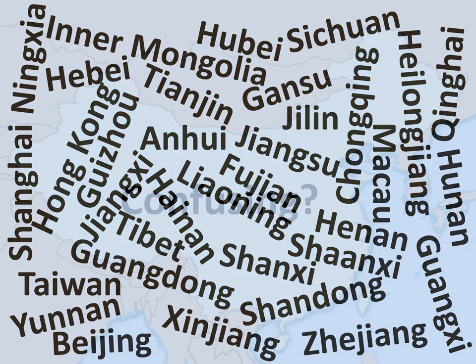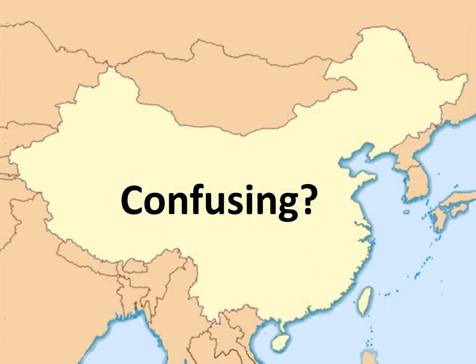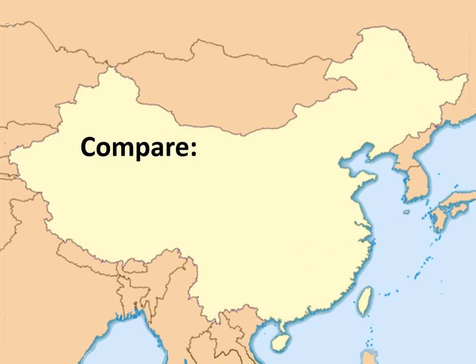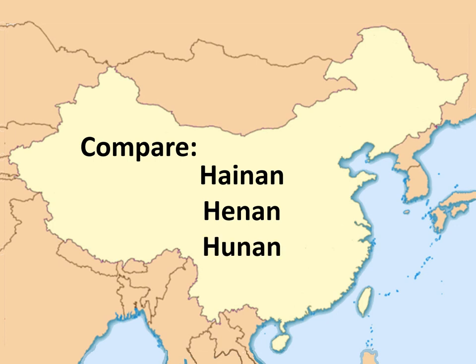To English speakers, Chinese place names can seem a bit confusing. Some names even sound very similar to each other. Compare the names of these 3 provinces. Hainan, Henan, Hunan. All 3 names are similar.